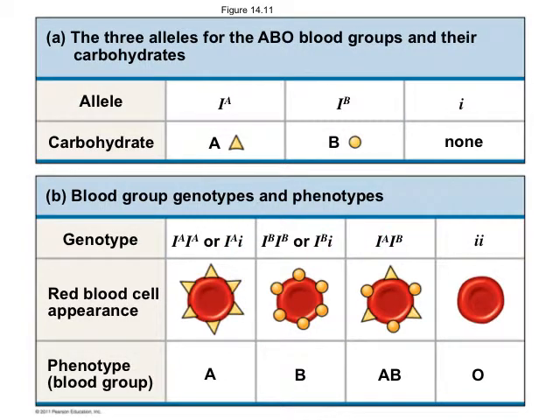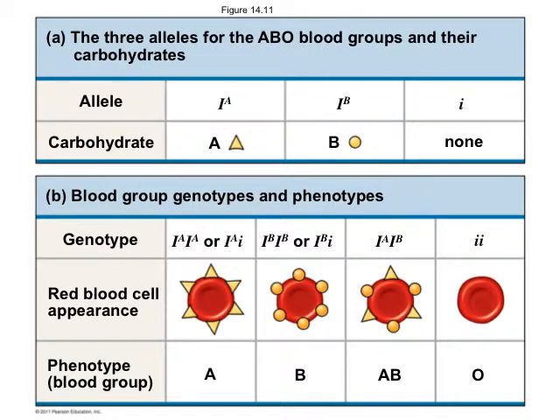I mentioned that there was a codominant situation here, so this is our codominance. You can see when you have a heterozygote with an IA and an IB allele, you see both the IA phenotype, the triangles on the red blood cells, and the IB phenotype, the circles on the red blood cells. So that is a codominant scenario. You'll notice that there are 2 ways to get A blood. There's 2 ways to get B blood.